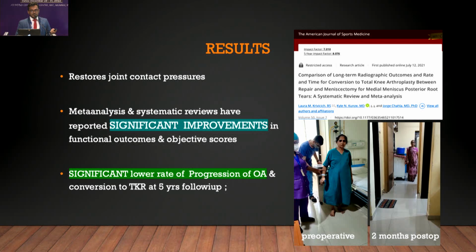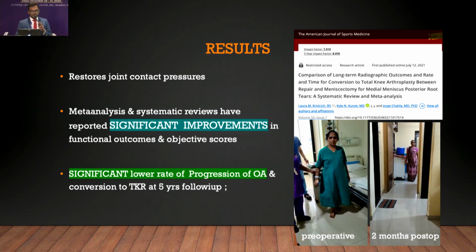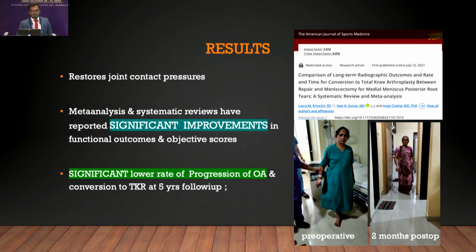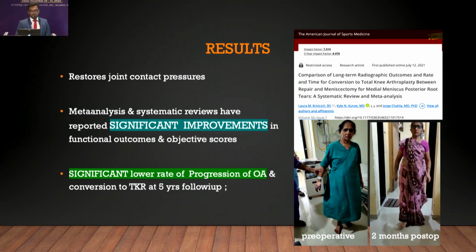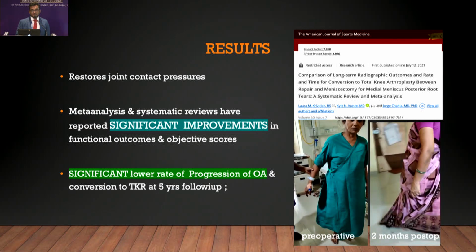So the results are extremely good. The root repair technique restores the joint contact pressures. All the meta-analyses and systematic reviews have reported significant improvement in both functional and subjective and objective scores. And there is a significantly lower rate of progression of OA and conversion to TKR as reported by this paper at 5 years follow-up. So definitely these root repairs must be looked upon.